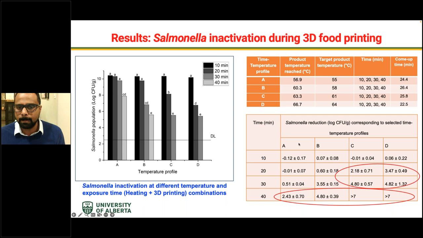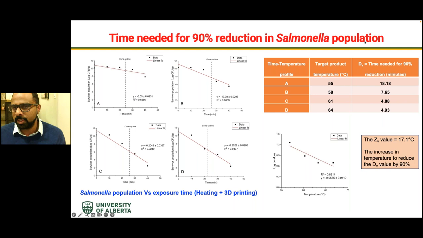Then we also determined the time needed for 90% reduction in Salmonella population. So those of you who are in the food microbiology area or the canning process know about the decimal reduction time. That is the time for 90% reduction in a microbial population. So in this case, we determined the D value or the decimal reduction time.